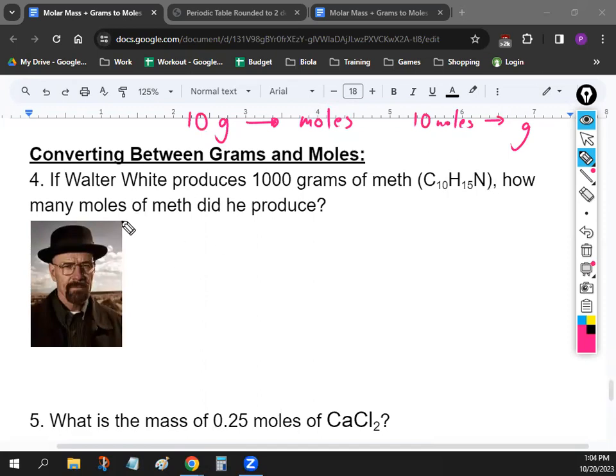All right, so we'll start with number 4 as our sample problem, and then I'll give you guys some time to try number 5. Whenever you have a problem where you're switching between one and the other, you always want to start by figuring out what your starting number is. So make sure you jot this down. I'm showing you guys how to solve this problem. When you're switching between grams and moles, always figure out what your starting number is.